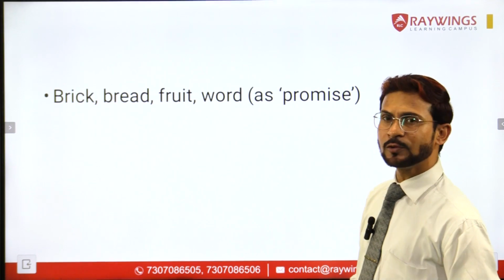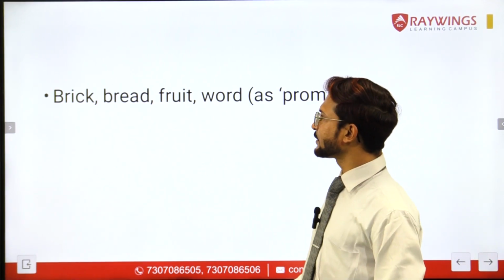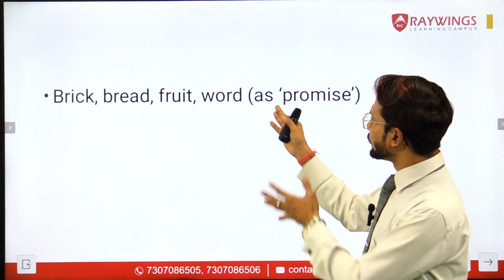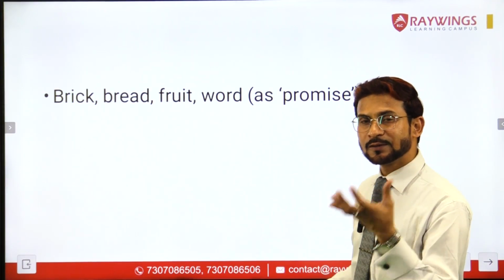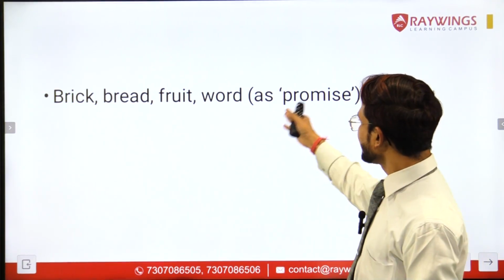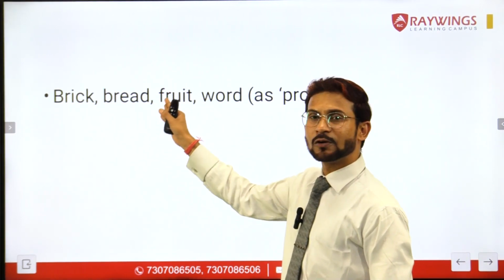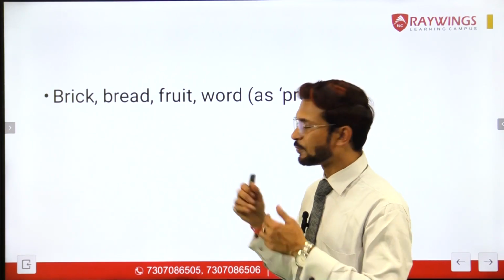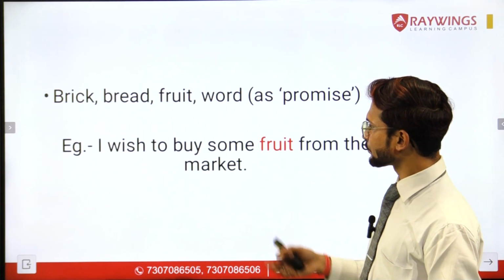Coming to the next rule, we have nouns like brick, bread, fruit, and word. Word here means promise. We are not talking about word which in Hindi means shabd. It is a promise, right? So these words are also used in the singular form always in English. That means they have a singular verb after them. Let us look at the example from here.